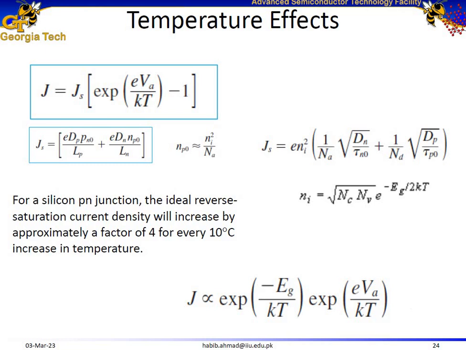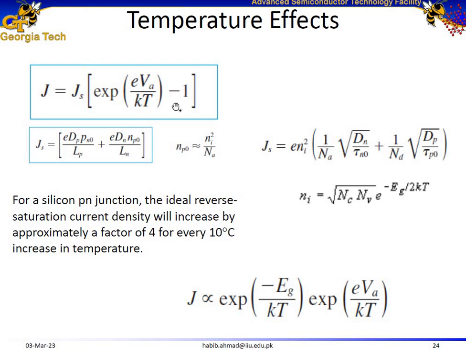Temperature effects. So far we talked about the ideal IV characteristics of a p-n diode under thermal equilibrium. What happens? How do you relate it to temperature? Is it a function of temperature as well? So to find out that, let us go into the details of the equation. J is equal to Js e to the power of eVa divided by kT minus 1.